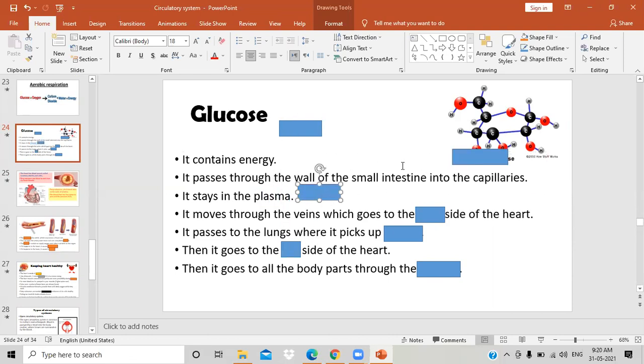At the end of the small intestine, when the absorbing of all the nutrients occurs, glucose is also absorbed from the small intestine into the blood through the capillaries. The glucose stays in the plasma, so it's not carried in the red blood cells or in the white blood cells. It stays in the plasma until your body is ready, or the red blood cells bring the oxygen and they all move together to the body organ that will form the reaction between the oxygen and the glucose, and they will start to break the glucose down to make the energy needed.